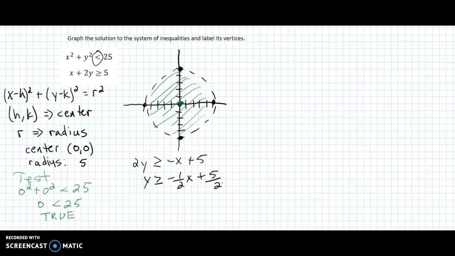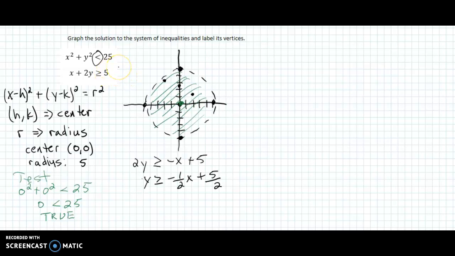Okay, and then we can graph that line. So plus 5 over 2, that's 2.5, so that's here. And then we're going to go down 1 over 2 to get this line. So we'll go down 1 to 1.5 over 2. Let's go the other way. We'll go up 1 over 2. And we'll sketch this line in.